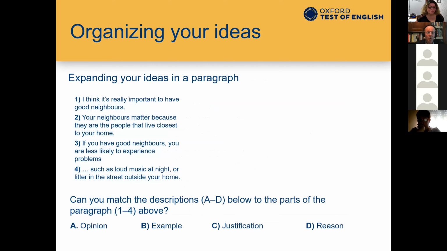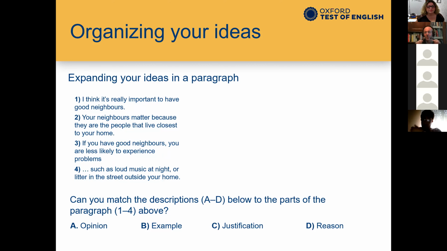Now, looking at paragraphs, here we've got some paragraphs, 1, 2, 3, 4. This is a different example. This is about how important it is to have good neighbors. Let's take a look. "I think it's really important to have good neighbors. Your neighbors matter because they are the people that live closest to your home. If you have good neighbors, you are less likely to experience problems, such as loud music at night or litter in the street outside your home."